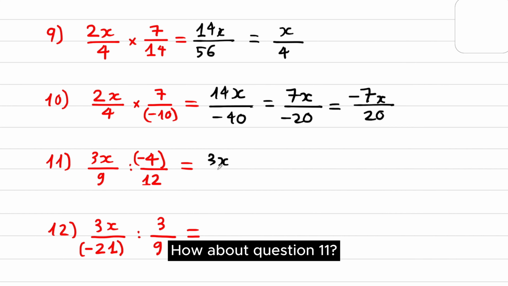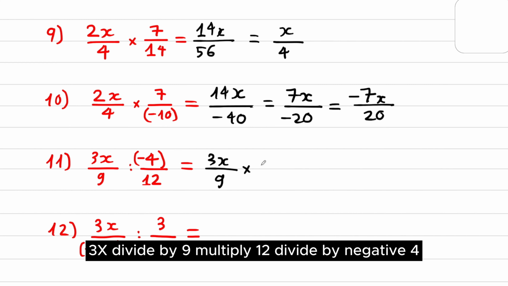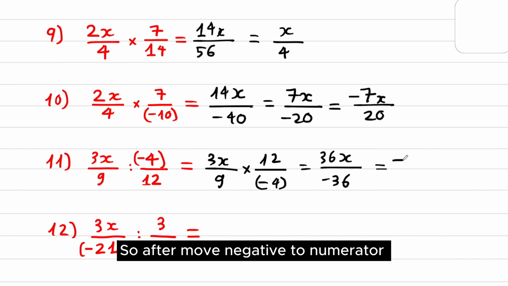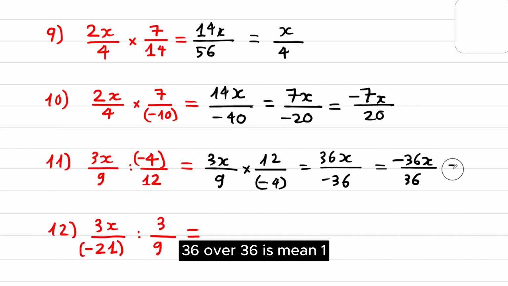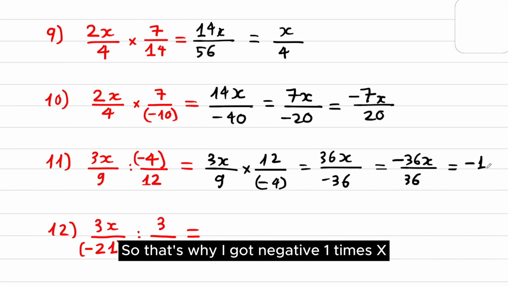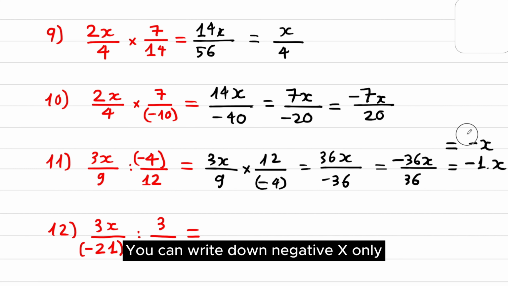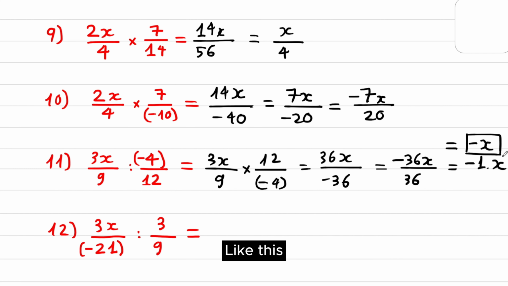How about 11? Divide by 9, multiply 12, divide by negative 4. This one is 36x divided by negative 36. So after moving the negative to the numerator, 36 over 36 means 1. So that's why I got negative 1 times x. Or another way to write out this answer, you can write down negative x only, like this. Yeah, it's quite quick, right?